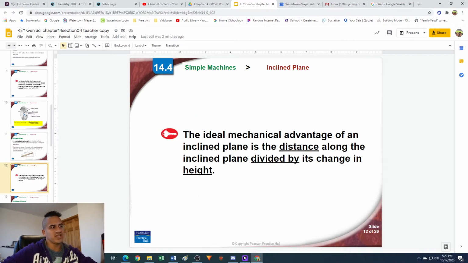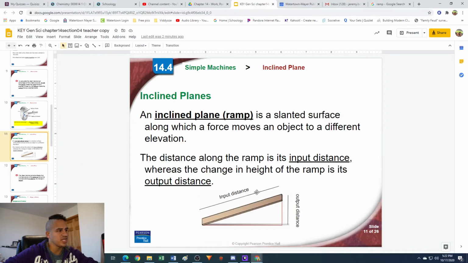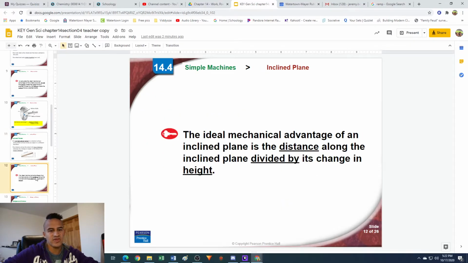So to find the mechanical advantage for a ramp, you're going to take the distance along the inclined plane and divide that by the change in height. So we're going to take input distance divided by output distance. That will tell you the mechanical advantage. Basically, the longer your ramp is, the more mechanical advantage you'll get. However, the downside is the longer your ramp is, the further you have to push that box up the ramp to get to the top.